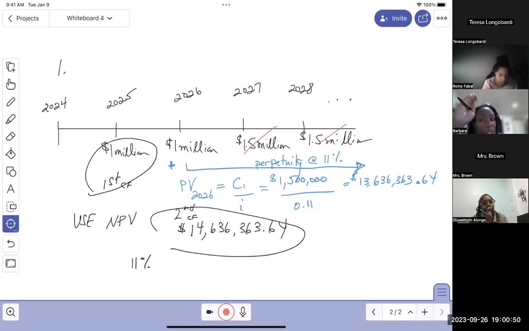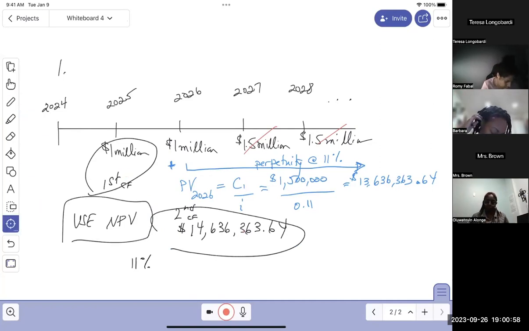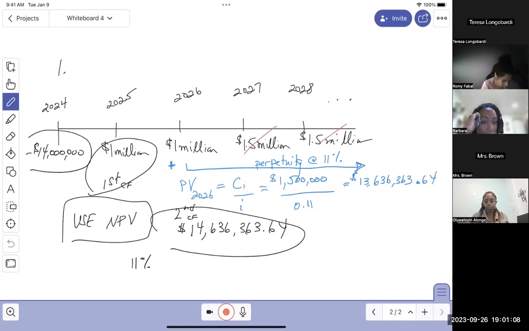So 14 million is not the answer. We're not done yet. No, no. Now you have to do this. The NPV, and that's the first cash flow. That's the second cash flow. That's the rate. And your original investment was how much? 14 million. Right, so it's 14 million plus the other 14 million. Oh, it's a negative. Oh my lord. That's the investment, Barbara.